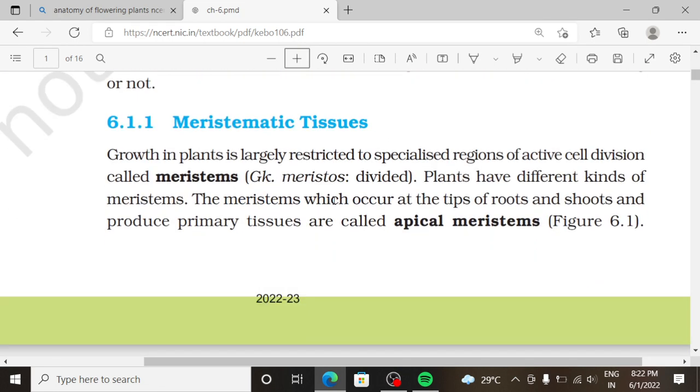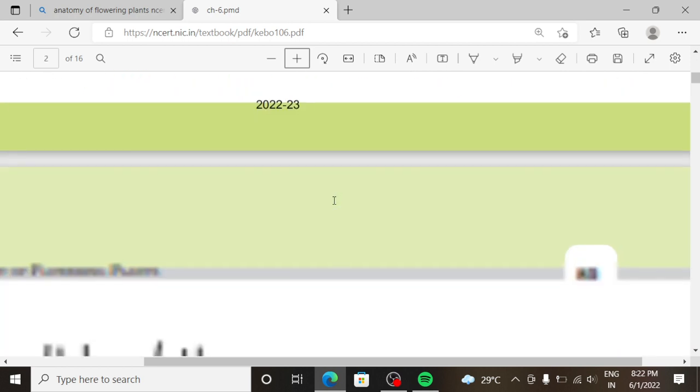Meristematic tissues. Growth in plants is largely restricted to specialized regions of active cell division called meristems. They are called so from the Greek word meristos, which means divided. Plants have different kinds of meristems. The meristems which occur at the tips of roots and shoots and produce primary tissues are called apical meristems.